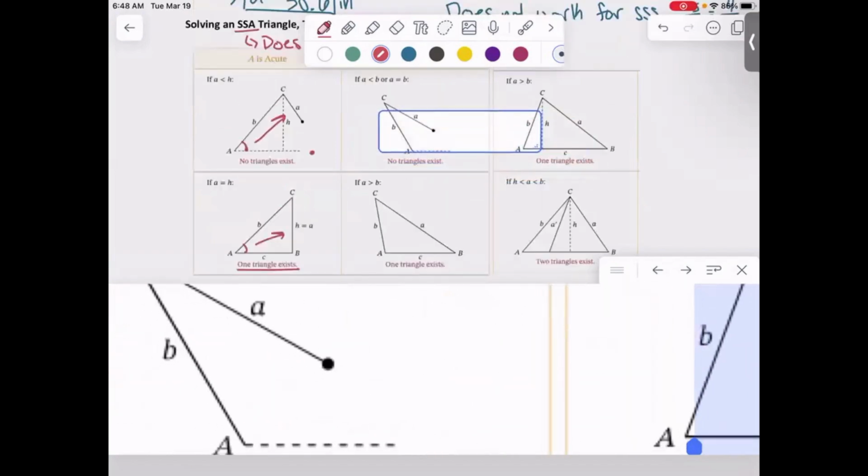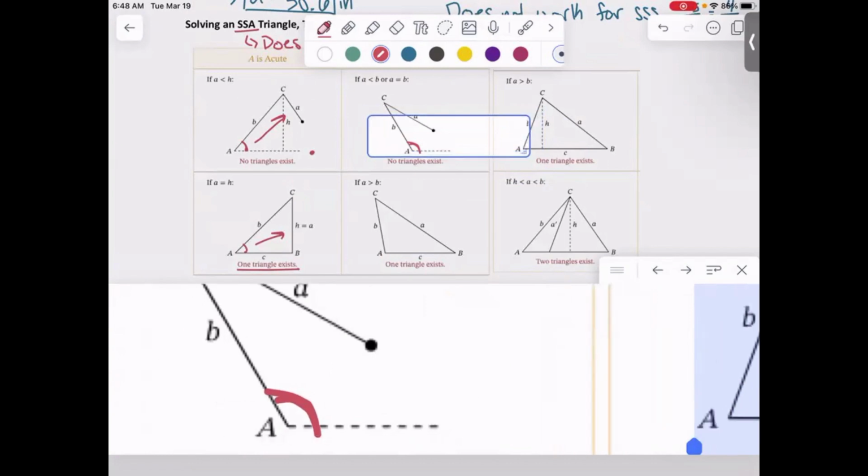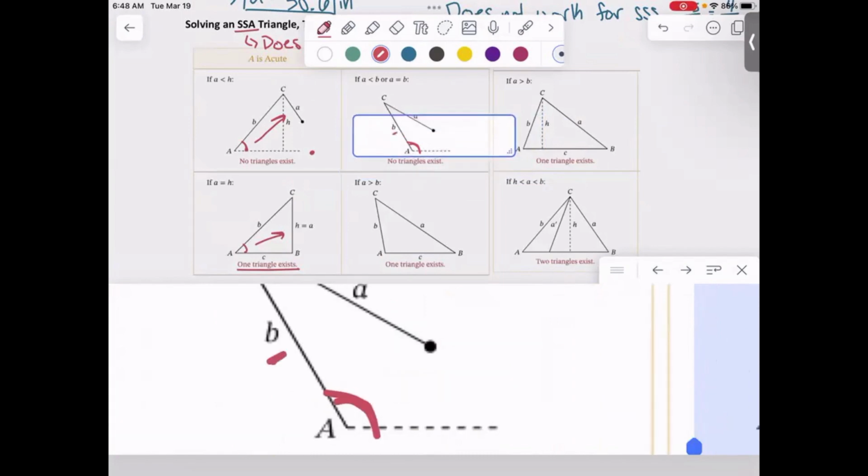Sometimes when A is obtuse, in this case we see A is an obtuse angle. If A is equal to B, or if A is less than B in this case, so this is my side B, my side A. Basically, if A is obtuse, A is going to be the largest angle because you can only have one obtuse angle in a triangle. So if angle A is obtuse, then side A must be the longest.